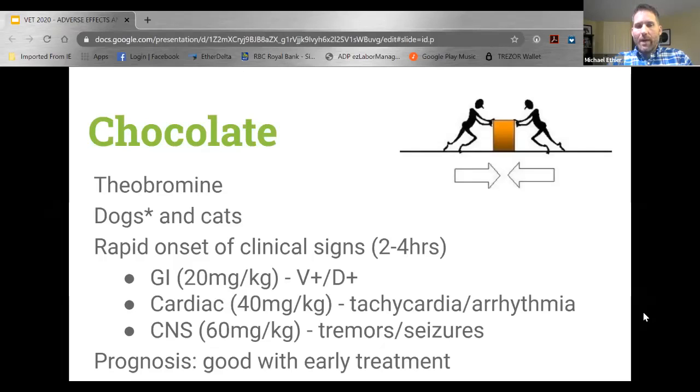At lower doses, we're going to have predominant GI signs, so that's vomiting, diarrhea, in addition to the excitation we normally see clinically. In mid-range dosages, we're going to see more cardiac involvement, so you're going to see persistent tachycardias or arrhythmias, and at much higher doses, in the 60 milligrams per kilogram of theobromine, you're going to see tremors, seizures, and more profound CNS effects. The good news is the vast majority of cases, even the CNS involved cases, will have a very good prognosis with early treatment, and the treatment is not overly expensive, which is always important in veterinary medicine.